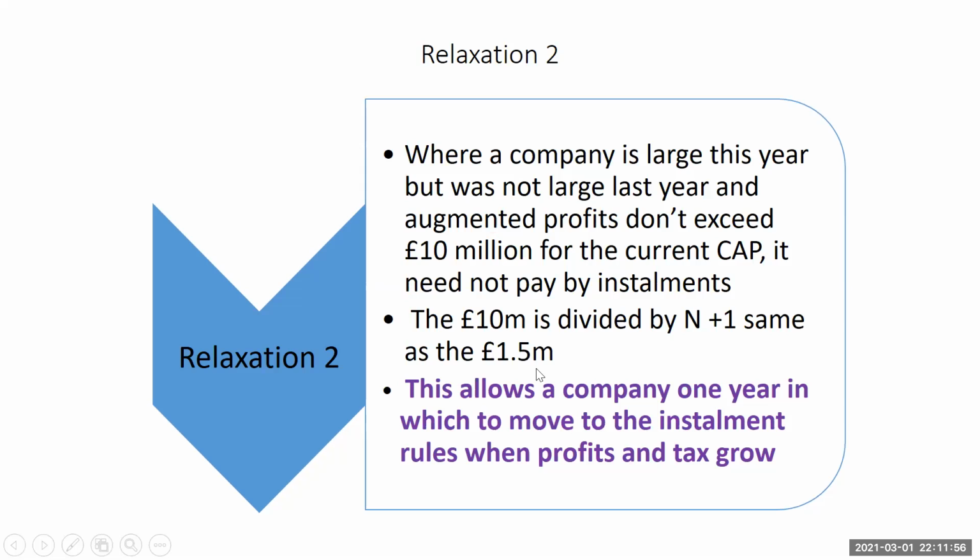Let's take relaxation 2, okay? In the scenario where the company is large this year, but not large last year, its augmented profits do not exceed 10 million for the current cap of 12 months. So again, the 10 million would have to be divided by N plus 1, same as the 1.5 million, okay? The point we should know is that this allows the company 1 year in which to move to the installment rules when profits and taxes grow, okay? So I wasn't large as a company, I was not large last year. Today I'm large. So it gives me 1 year to move to the installment rules once profits and taxes grow.